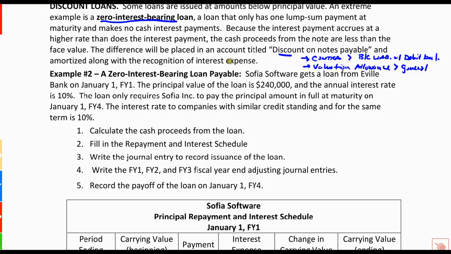All right. So in this example, Sophia Software is going to get that $240,000 loan for 3 years at 10%. The loan requires that they only pay the principal amount in full at maturity. So the first thing you do is calculate the cash proceeds, and the cash proceeds are going to be the present value, at 10%, 3 periods, of $240,000. So you discount that lump sum 3 periods.